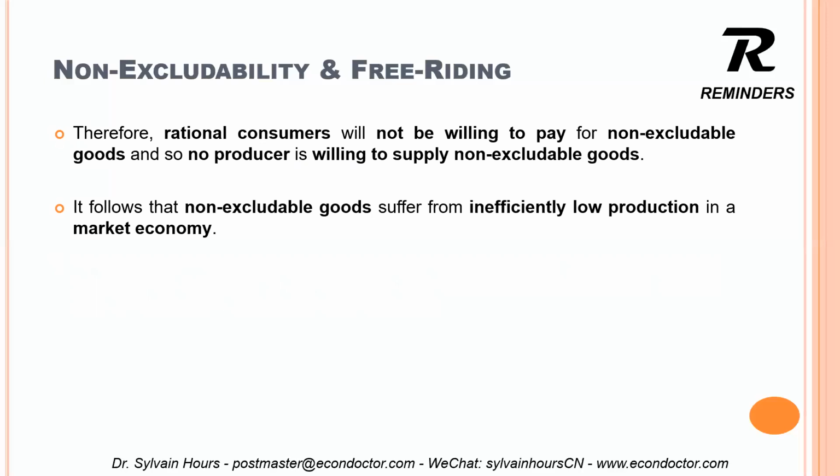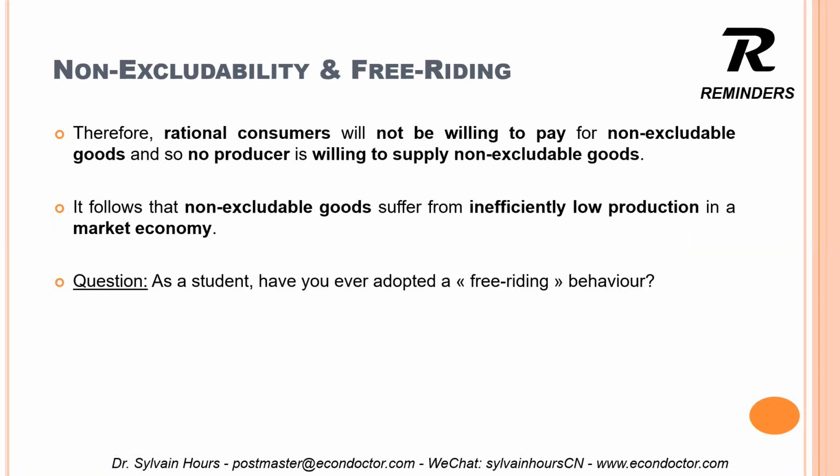And that's how you should explain why the market fails in the presence of a public good in general and non-excludable goods in particular. So what type of market failure do we have? We have an under-provision, inefficiently low production. We should produce more to improve total surplus.